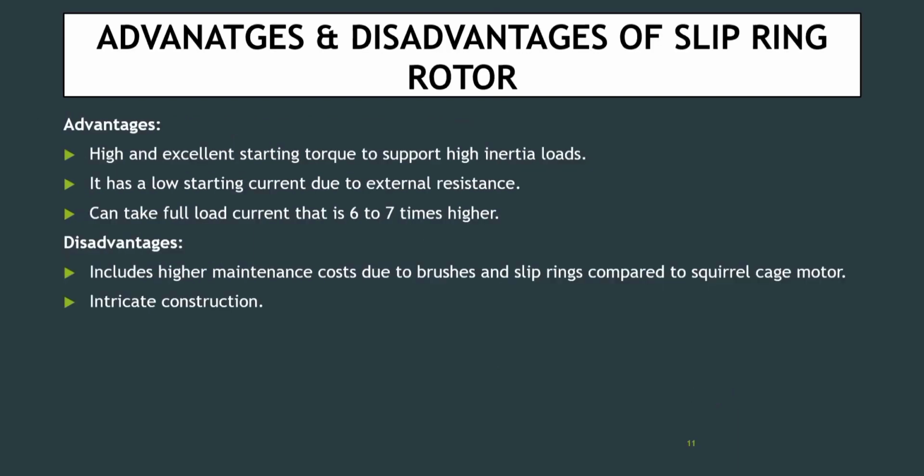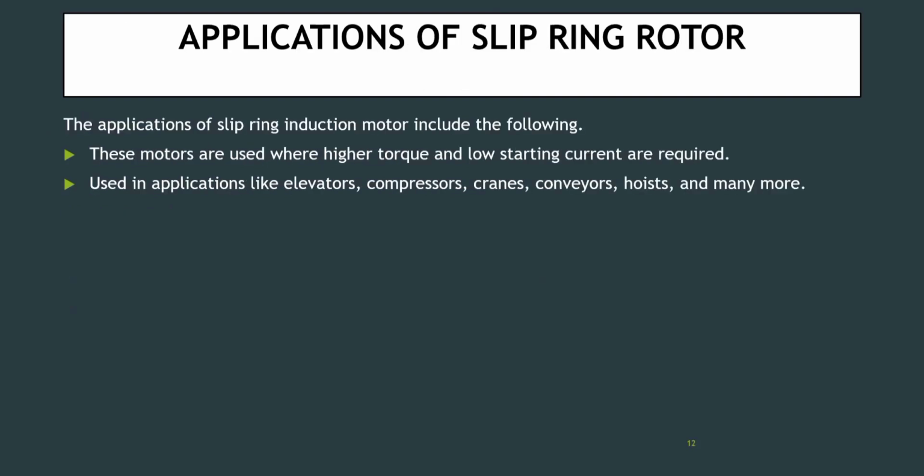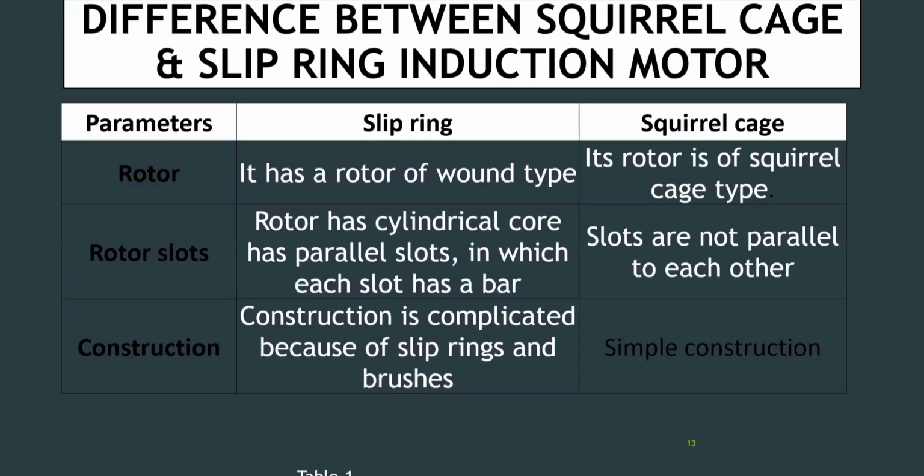Advantages: excellent starting torque and low starting current also. But what is the disadvantage? The construction is very complicated. We also require brushes, and that will lead to sparking. So these motors are used where high torque and low starting current are needed, such as in elevators and cranes.